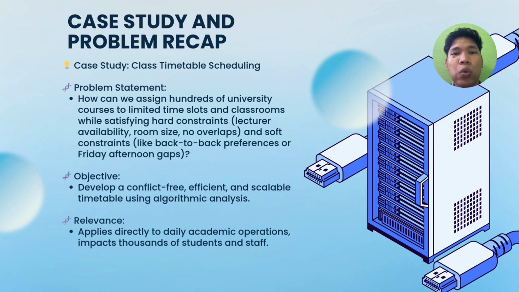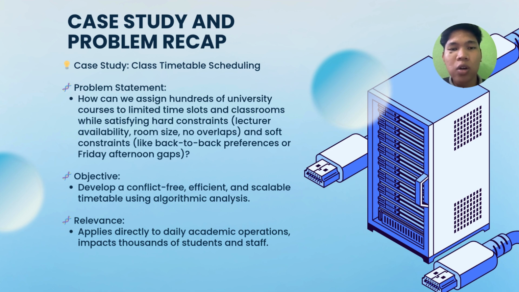So the case study we selected is called Class Timetable Scheduling. This is a real-world issue that every university faces, on how to assign hundreds of classes to a limited number of time slots and classrooms while ensuring that there are no conflicts. To do this, we must consider two categories of constraints. First, we have hard constraints. And then second, we have soft constraints.